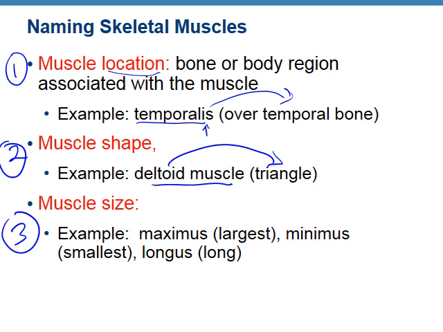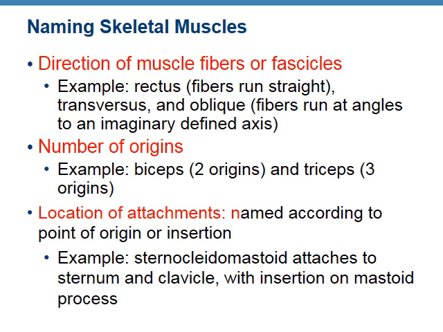Third, we can look at muscle size. So maximus, largest, minimus, smallest, longus is long. We'll look at brevis, which means short. Next, we have the direction of muscle fibers or fascicles. We'll talk more about fascicles, or bundles of muscle fibers. But rectus means straight. You might also have transversus or oblique. Remember, it depends if they run at an angle. Transverse would be east to west, right? Oblique would be northeast to southwest.